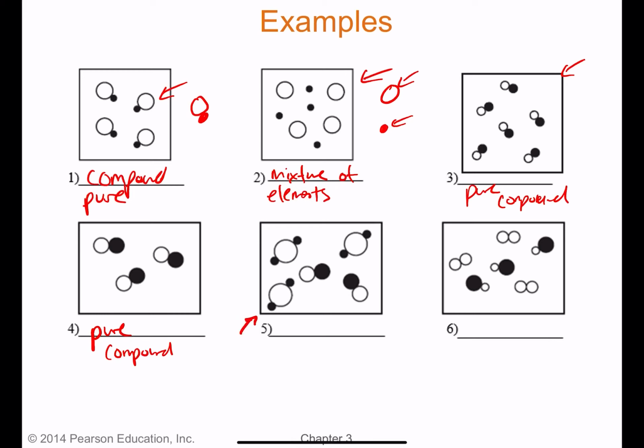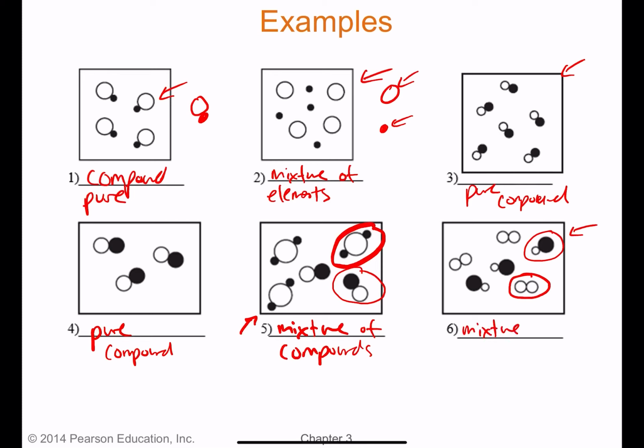Number 5, we've clearly got two different types of particles. We've got this particle where we've got 3 circles, and then we've got this type of particle. So this is a mixture. And then we could say it's a mixture of compounds. For this one, we've got two different types of particles. We've got these particles with 2 white circles, and this particle with a black and a white. So this is a mixture. But this one here, I would call a compound, and this one I would call an element. So it's a mixture of an element and a compound.